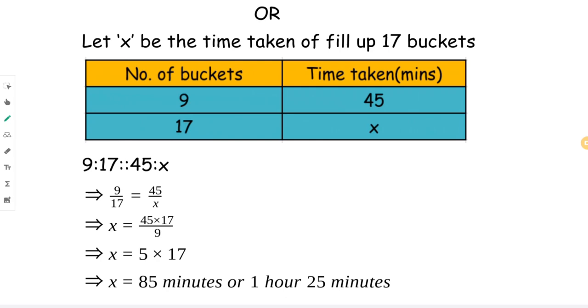We don't know the time taken to fill 17 buckets, so we'll assume it to be x, right? Then 9 buckets take 45 minutes. Let us find for 17 buckets. So 9 by 17 equals 45 by x. We'll do the cross multiplication. This x will go up again, even this 17 will go up, and then this 9 will go down to the denominator. Cross multiplication. Then 9 1s are 9, 9 5s are 45, and when you multiply 5 into 17, you get 85 minutes, or we can write it as 1 hour 25 minutes.